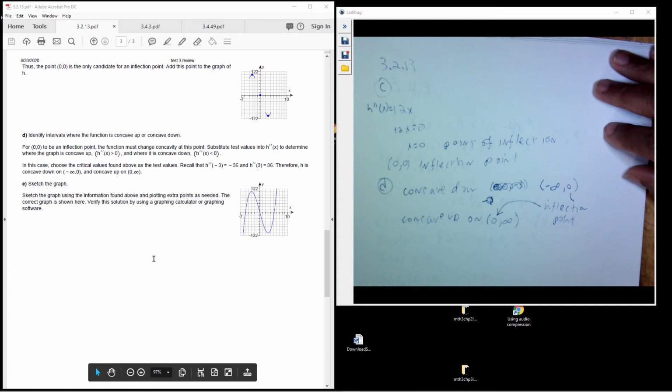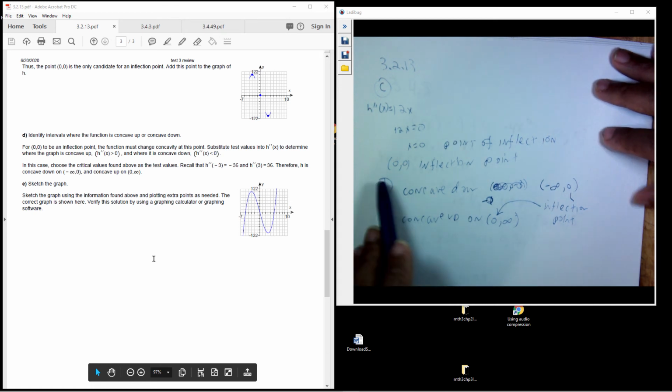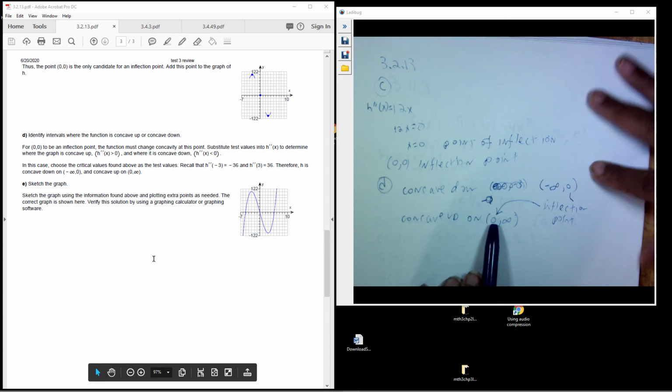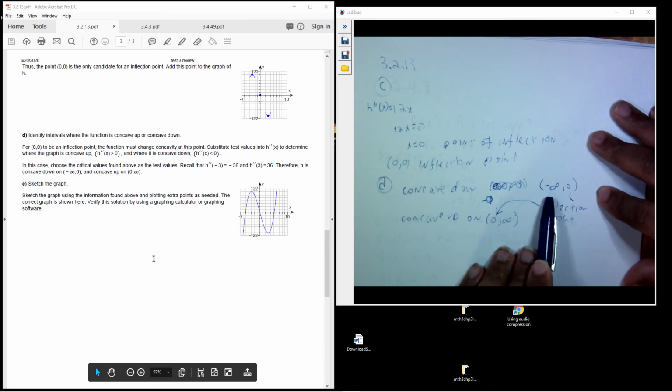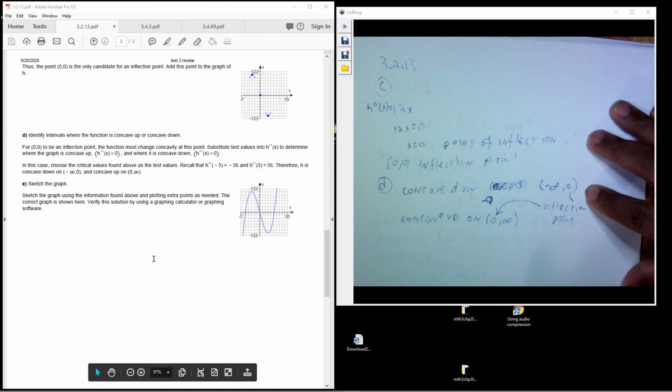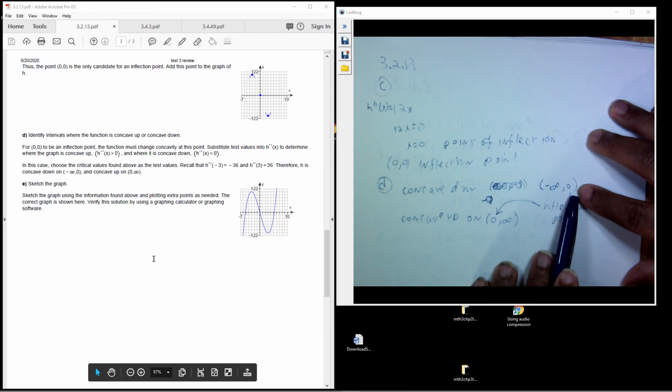So along those intervals there, if you know the concavity changes at 0, 0, on one side of it, it's going to be concave down. And then from 0 to positive infinity, it's going to be concave up. You can see that from the graph, how the concavity changes.